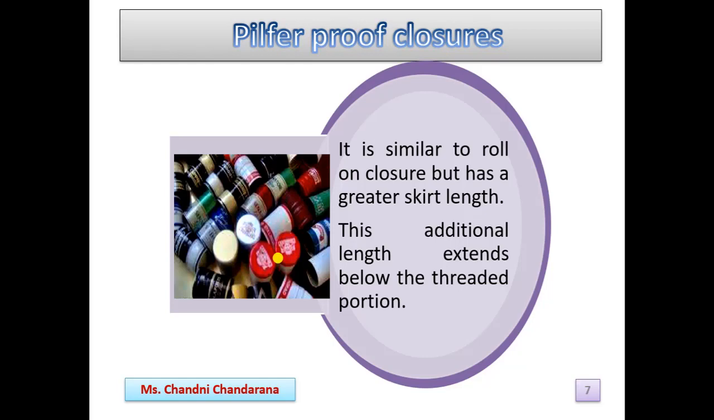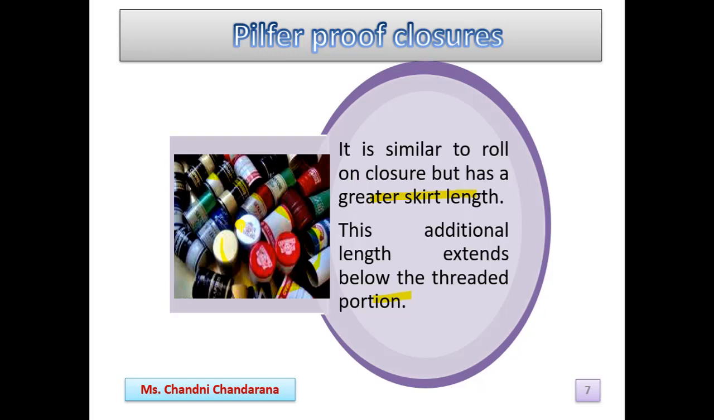Now we will see what pilfer-proof closures are. It is similar to a roll-on closure but has a greater skirt length. This additional length extends below the threaded portion. It is fastened to the basic cap by a series of narrow bridges. Here you can see this kind of pilfer-proof closure. When the closure is removed, the extra portion remains on the neck of the container, and this indicates that the package has been opened.